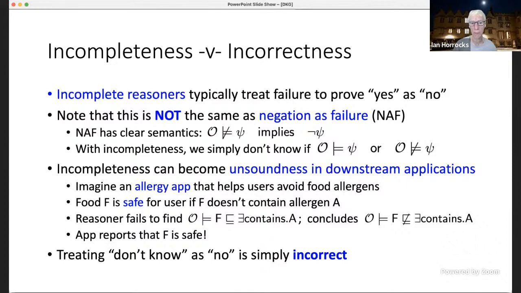But if we have an incomplete reasoner and we use that to check, does our ontology entail that this food F contains A, it might just fail to find that subsumption and conclude that the subsumption doesn't hold. That's incompleteness. But then it tells us that F is safe to eat because it didn't find this entailment. Obviously, that's very dangerous, and that is sort of unsoundness in the downstream application. So treating don't know as no is just wrong. Don't do it.